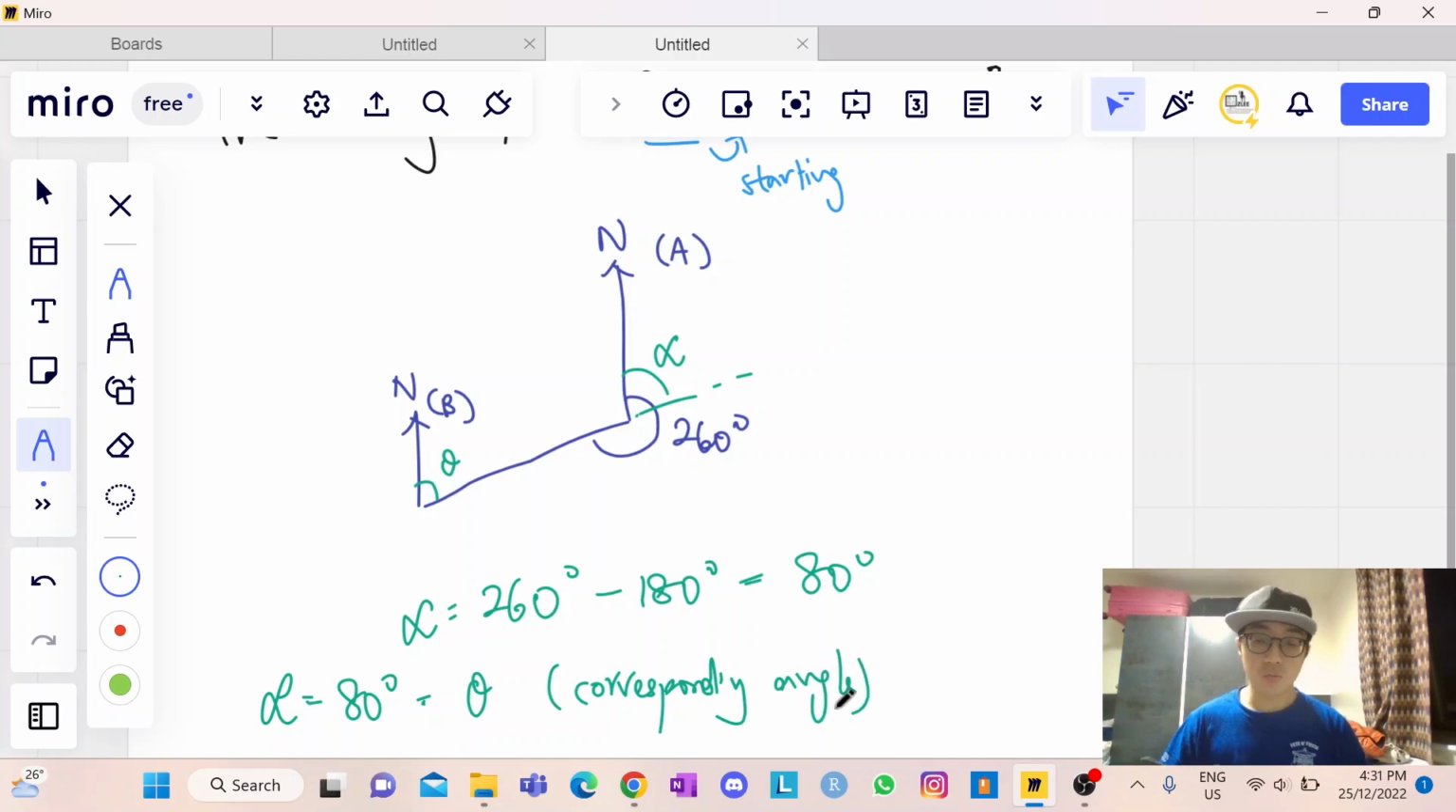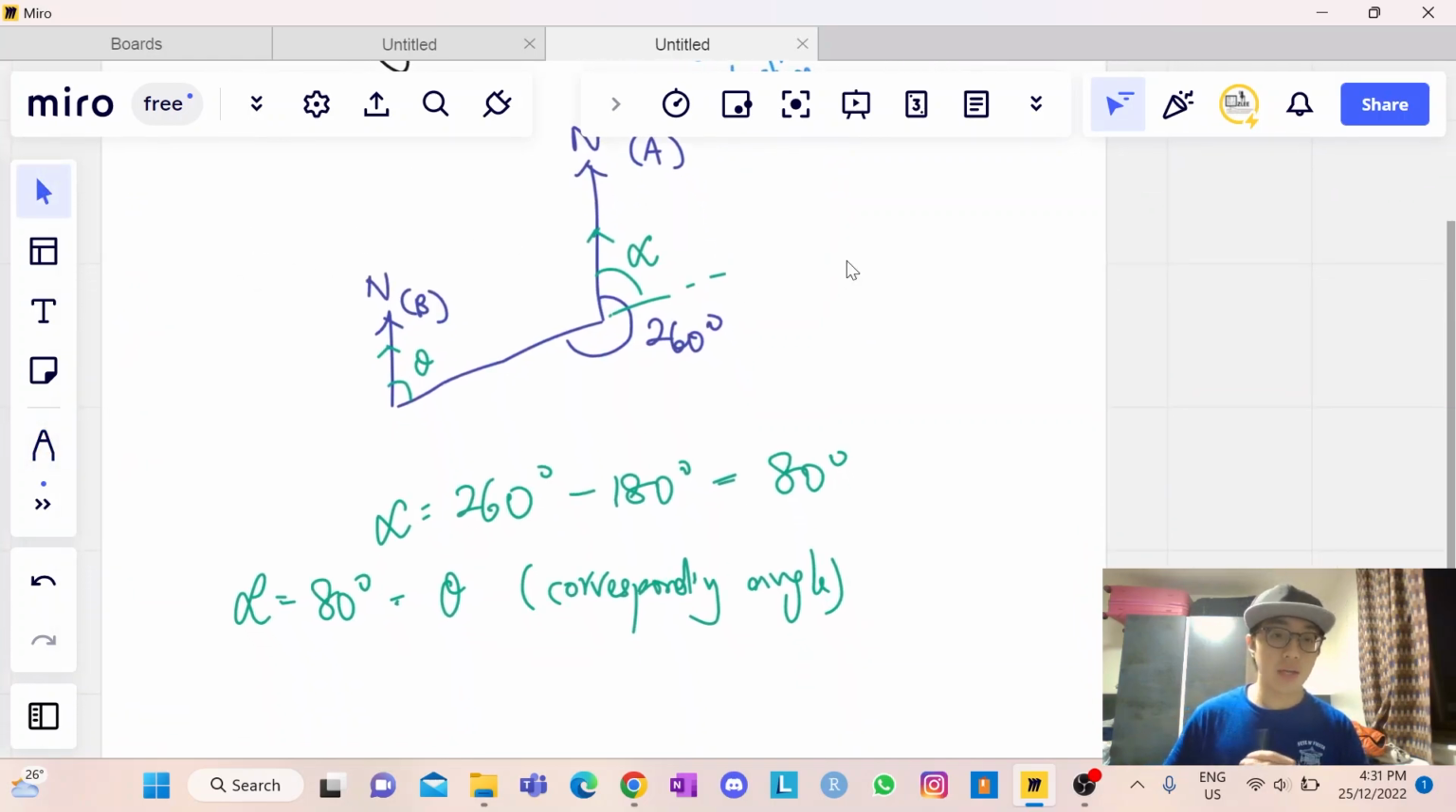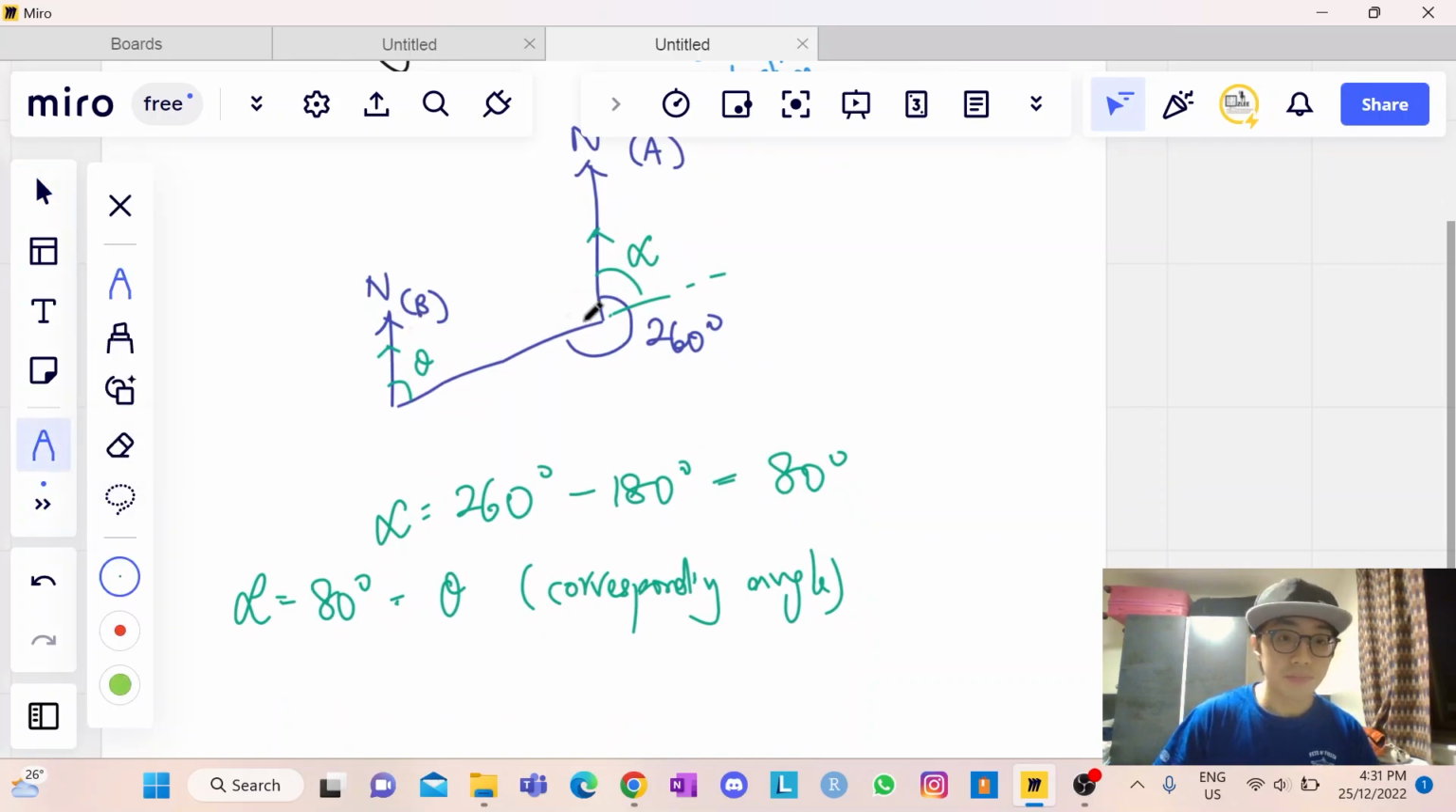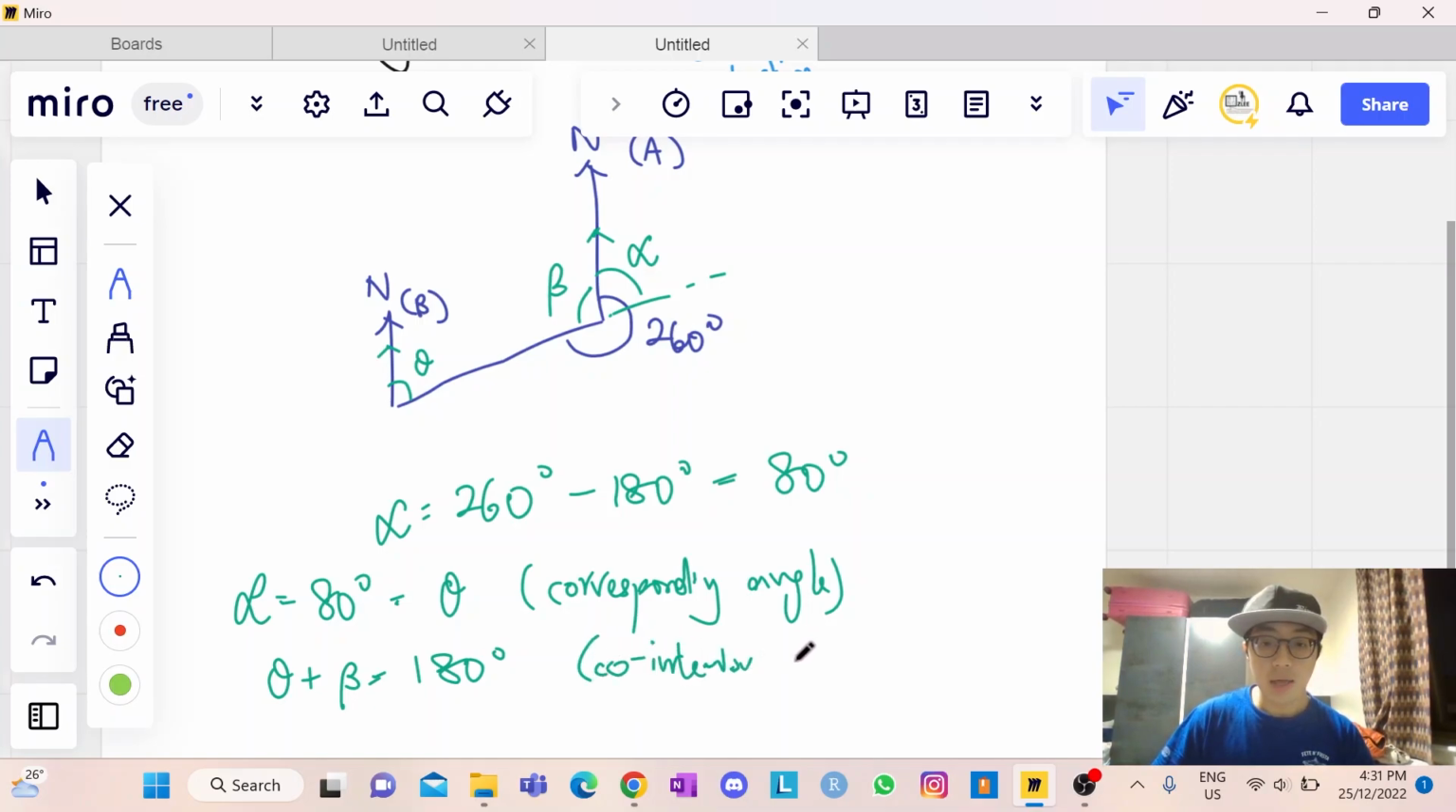And you might ask, where did the parallel lines come from? These two are parallel because they are both pointing north. Therefore you can use the corresponding angle. If you don't want to use the corresponding angle, you can look for beta right here. This angle right here is beta. Then you know theta plus beta is equal to 180 degrees by co-interior angles. So you see how the information that we learned from the previous video works in this video right here.